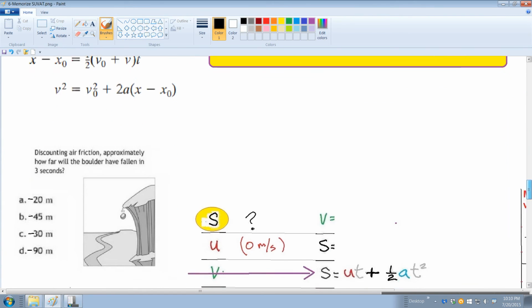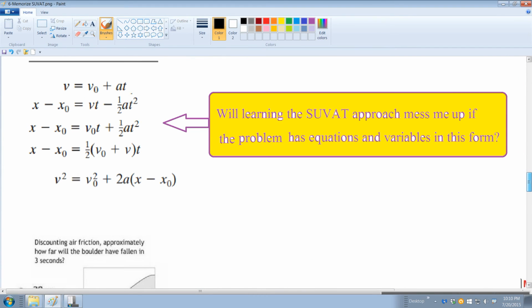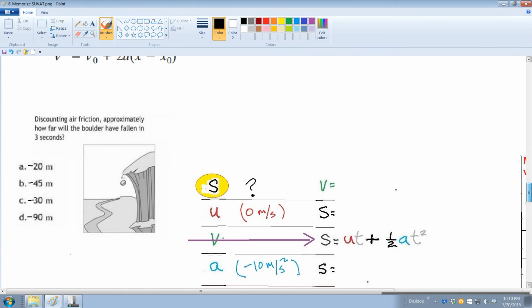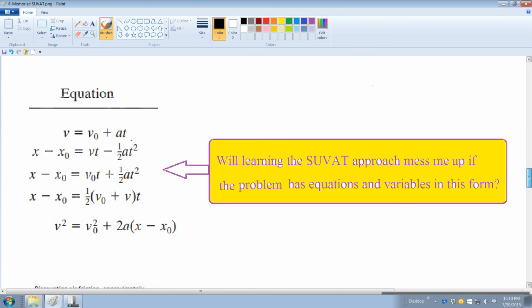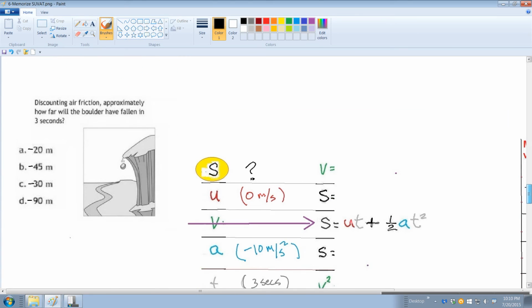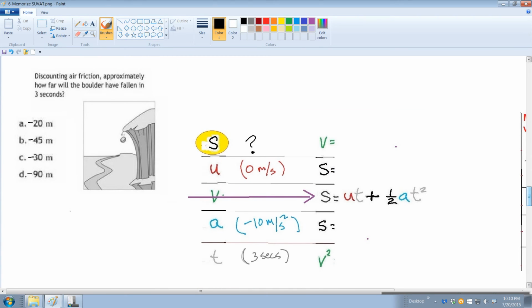Okay, so let's go down here and really understand why this SUVAT method is like an algorithm now. And hopefully this will make more sense. All right, so we'll just do another SUVAT problem here. We've got a problem over here that says, discounting air friction, approximately how far will the boulder have fallen in 3 seconds? So step 1, we write SUVAT, which I've already done, S-U-V-A-T. Step 2, well, wait a minute. Before you do anything, take this back.